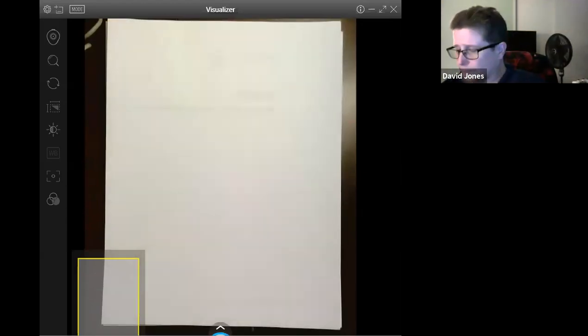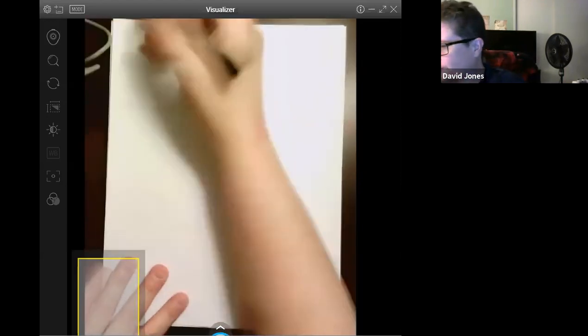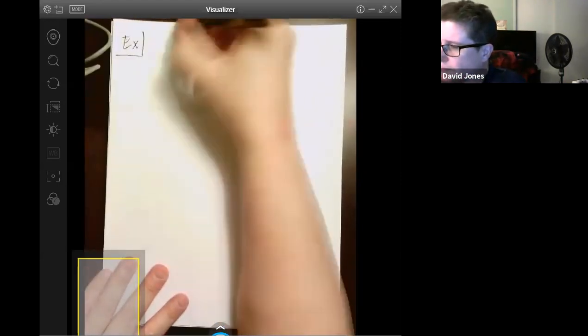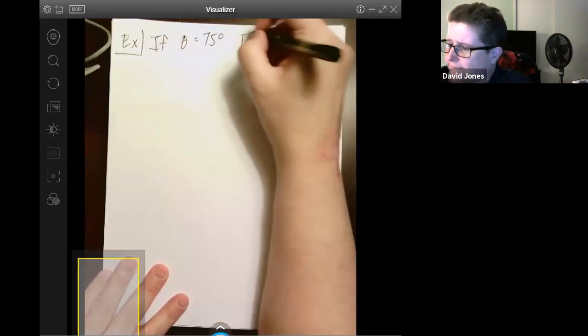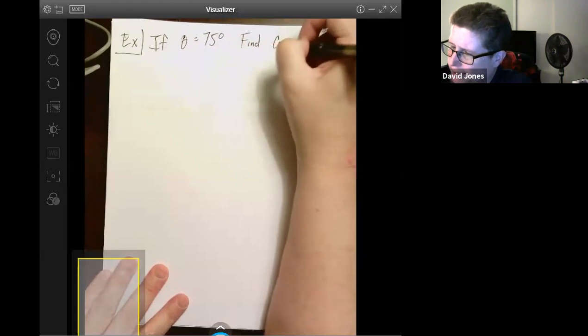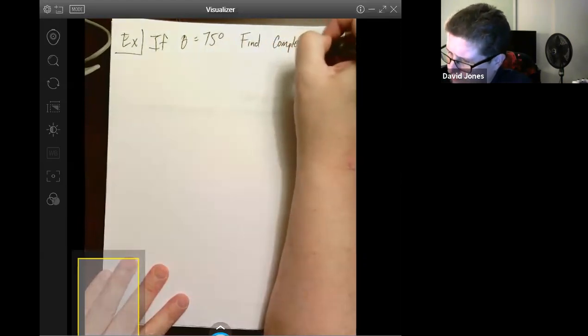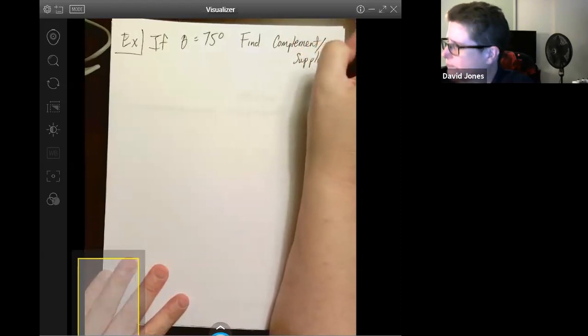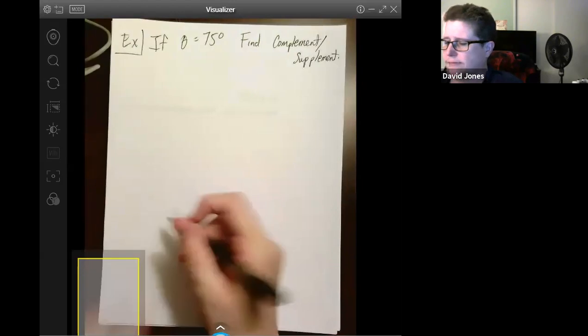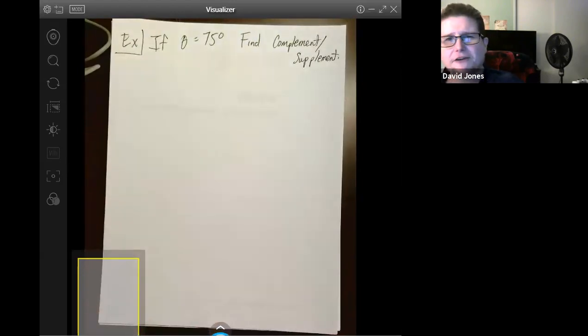Okay, let's take a look at some activities. Our first example, if theta equals 75 degrees, find the complement and supplement. Try to figure that out. See if you can figure it out. We just gave you the equations. I'll pause, or you can pause this thing, work this out.